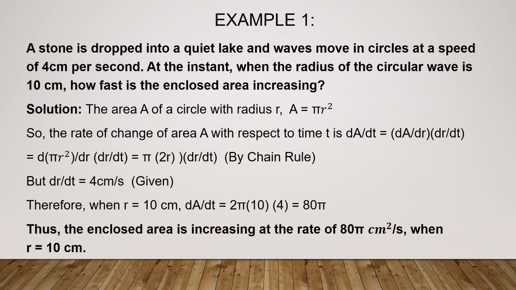That means dA by dt. dA by dt is equal to 2 pi into, from the above formula, 2 pi into r which is 10, into dr by dt which is 4, which is equal to 80 pi. That means the enclosed area is increasing at the rate of 80 pi centimeter square per second when r is equal to 10 centimeter. Remember, in all the examples, don't forget to write the unit over here. Correct? So area is increasing at the rate of 80 pi centimeter square per second.